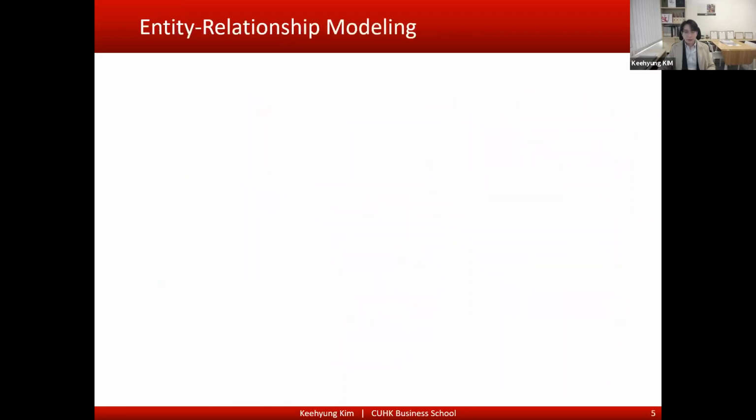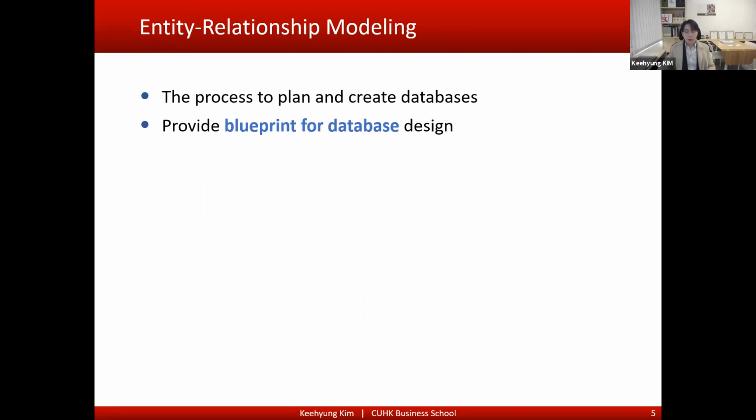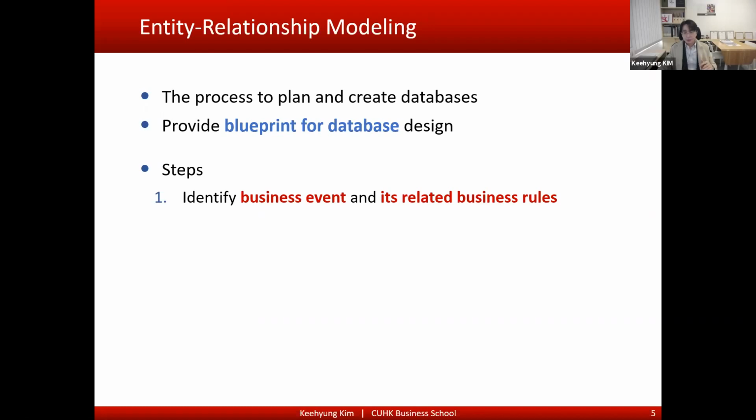Let's talk about entity relationship modeling. Entity relationship modeling by itself is the process to plan and create a database. After you do entity relationship modeling, what you will have as an output is a blueprint for database design, basically. This blueprint is called the entity relationship model. And you simply need to follow several steps to do entity relationship modeling. The first step is this. You have to identify a business event and its related business rules.